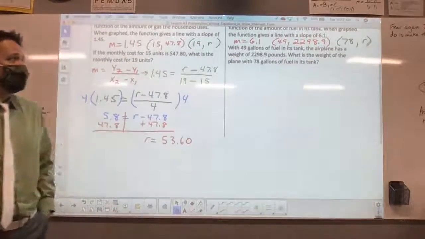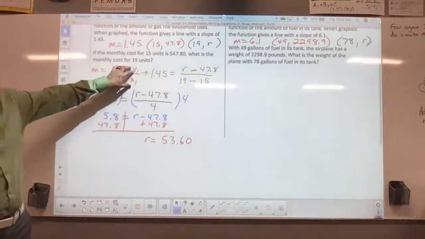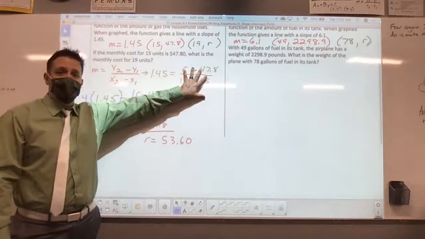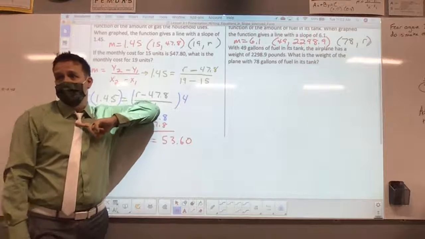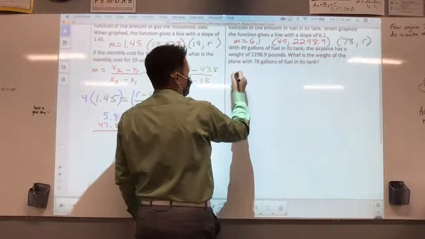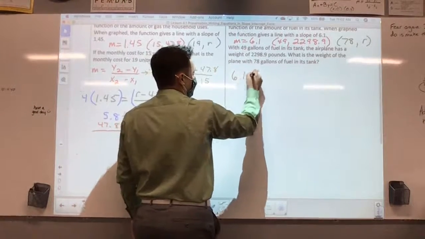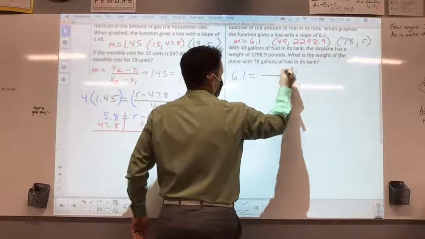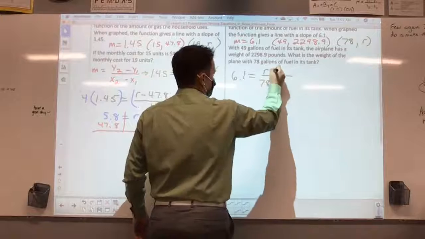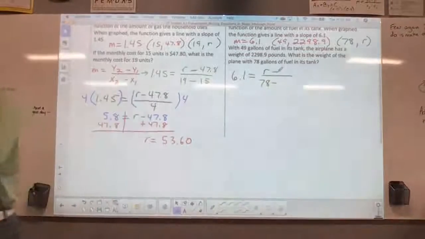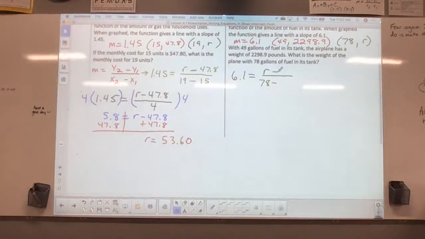What I want you guys to do is set up this equation with these numbers and see if you can solve this. Does that make sense? Okay, set the equation up. 6.1 equals, and then, like I said, start with this point, R and 78 minus. Plug in the other one and see if you guys can come up with what R equals. Does it work, Joe, or no?